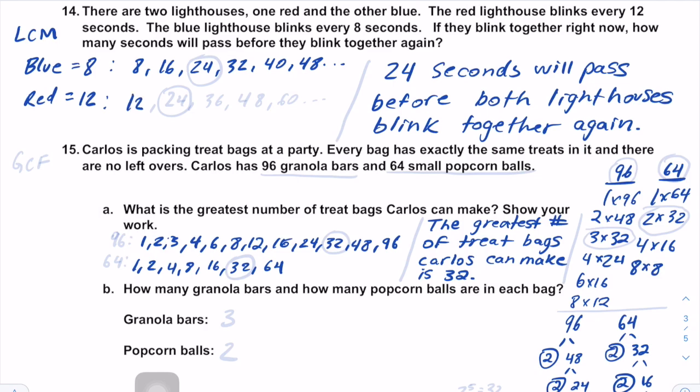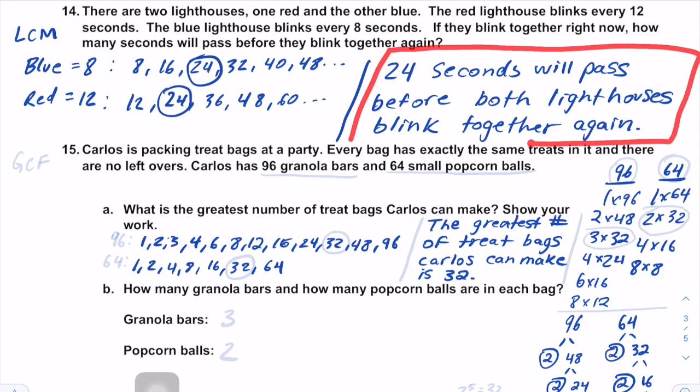The multiples of 12 I know are 12, 24, 36, 48, and 60. Now with these that I did, I do see that the first one in common is 24. I also see that there's 48 in common, but we have to keep in mind we are looking for the least common multiple. So I know in this case, the next time they will blink together again will be in 24 seconds. And I went ahead and wrote my explanation as 24 seconds will pass before both lighthouses blink together again.